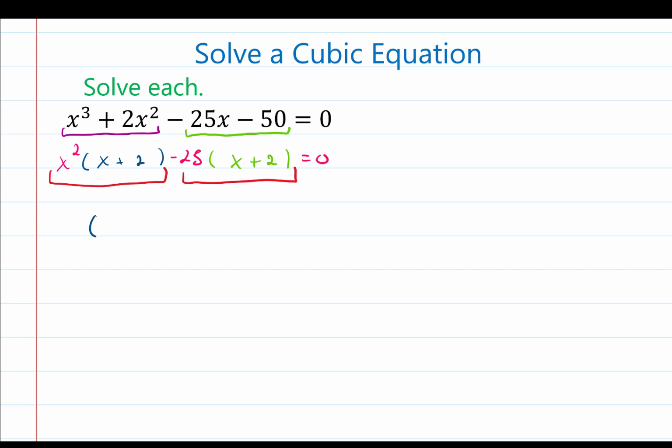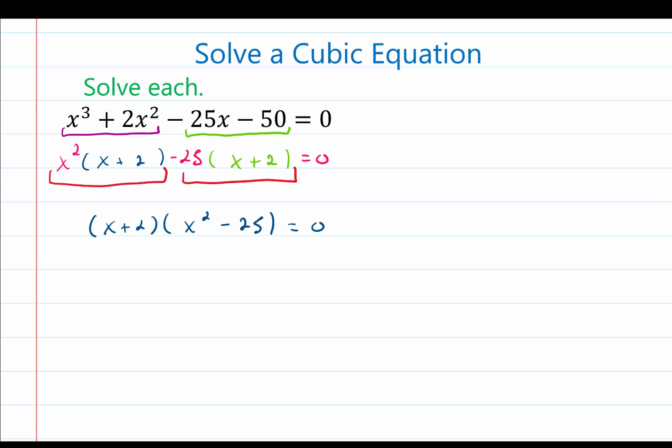So we will take and factor that common factor out, which is x plus 2, leaving us with x squared minus 25 as the other factor. Now at this point, if you want to, you could use the zero product property to go ahead and complete this problem and solve for x.